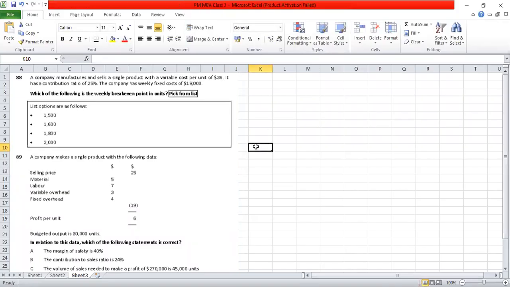The next one is question number 88. A company manufactures and sells a single product with the variable cost per unit of 36. It has a contribution ratio of 25. The company has weekly fixed cost of 18,000. Very simple.